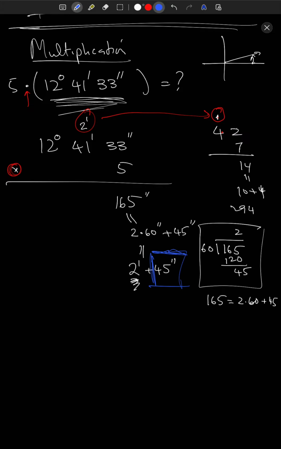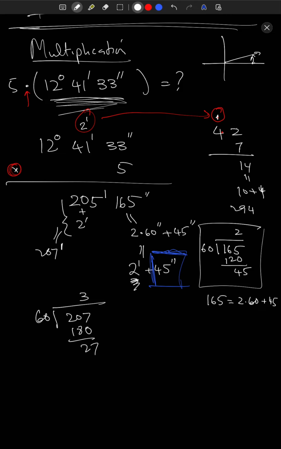Next, just like with regular multiplication, we multiply 5 with 41, and we get 205 minutes. Let's add that with the 2. So let me write plus 2 minutes. That's going to give me 207 minutes. Again, 207 minutes is way too big. So let's do our little computation here: 207 minutes divided by 60. That's going to be 3, 180, and 27 is our remainder.